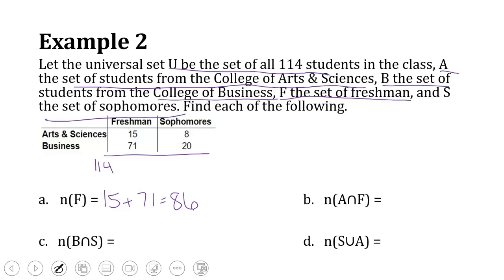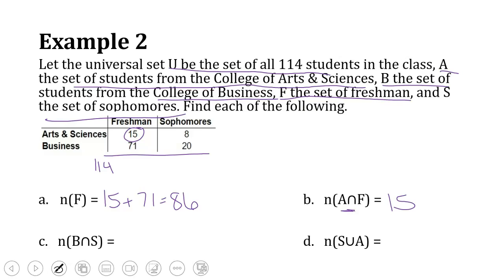Let's look at B. What is a number that's in the arts and science and freshmen? What do they both have in common for the arts and science and freshmen? That is just your 15. Remember, this is what do they have in common? What do they both have? Arts and sciences and freshmen.